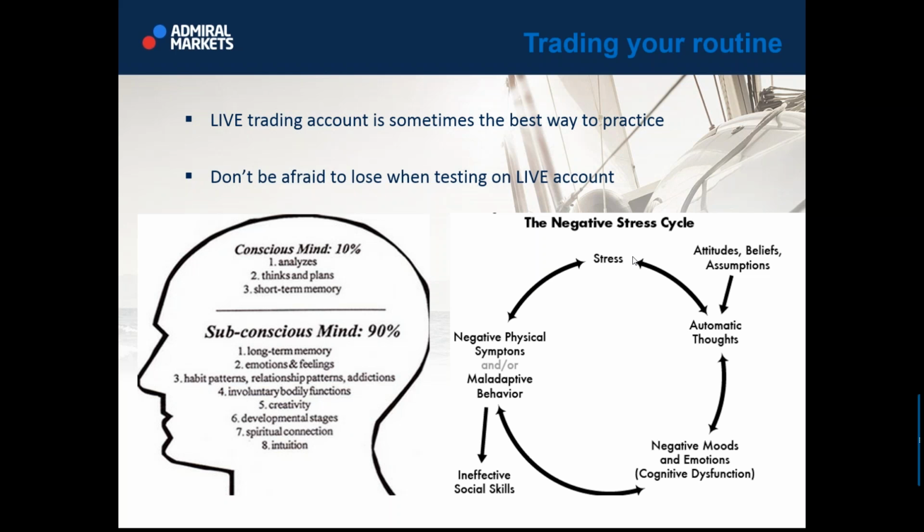The negative stress cycle starts when you begin to lose. So when you start to lose, you go to negative physical symptoms. You feel depressed, you feel anxious, you don't feel good. That can develop so-called maladaptive behavior, which will lead to revenge trading. And that will form ineffective social skills.